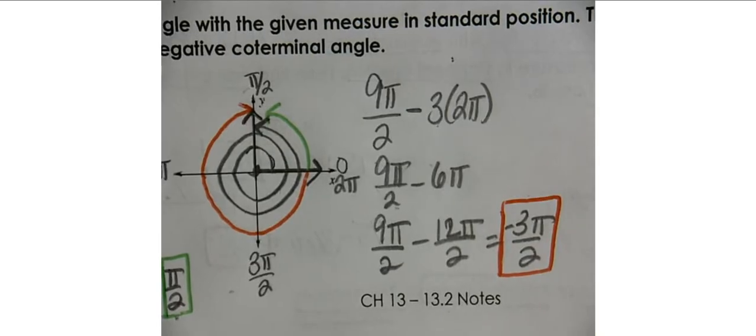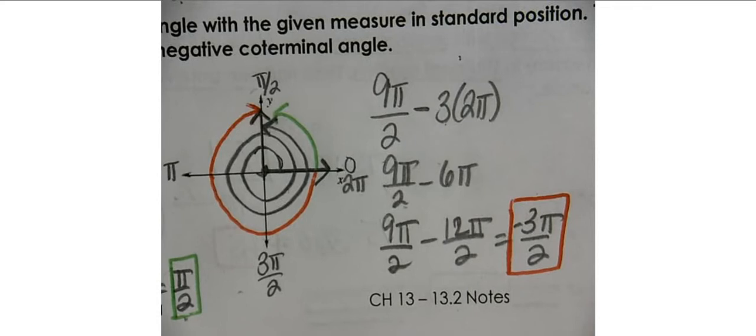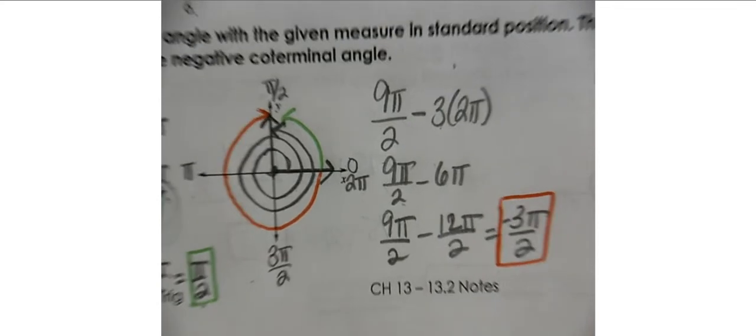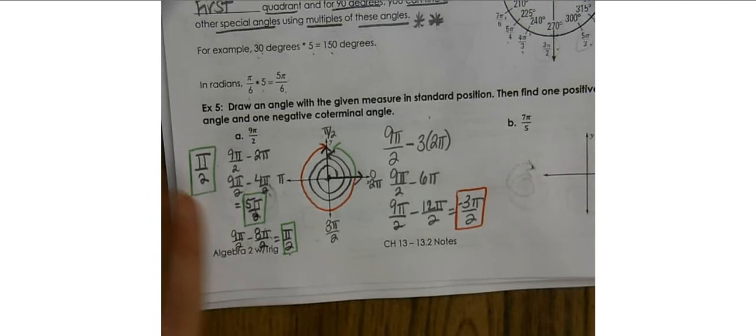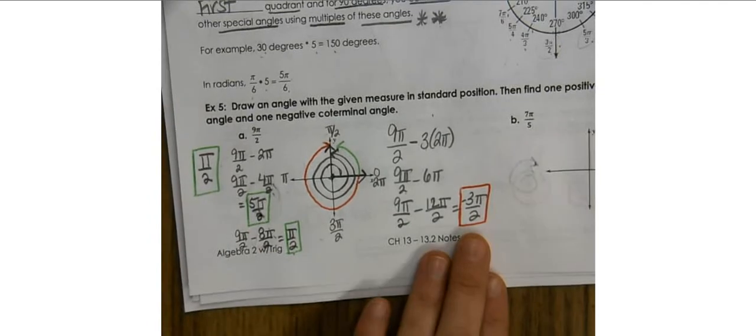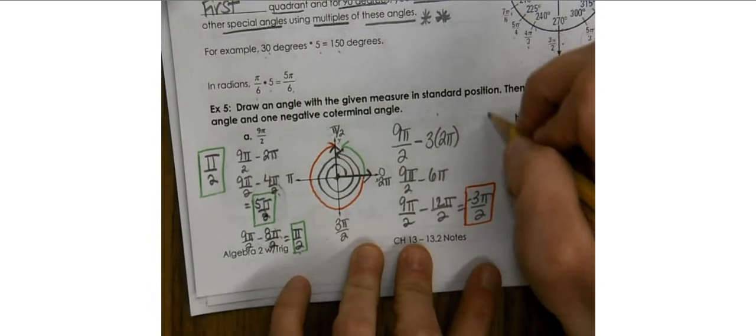So you didn't have to show all of that work in order to get this answer. You could just use the picture to come up with that answer. But the goal is to get 1 positive and 1 negative, and I came up with 2 positive coterminal angles and 1 negative. As long as you have at least one of each type, that's perfectly fine. Let's go ahead and look at letter B.